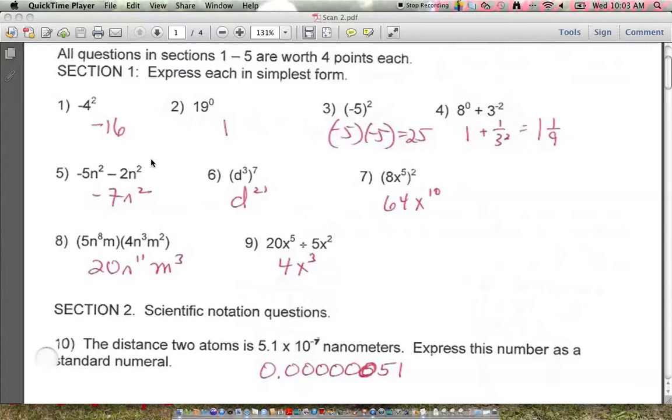Here's the thing. Number 5 to me is a benchmark question on this test. We have been over this so many times. Originally, some people would have written negative 10 n to the 4th. This is not a multiplication question. This is just combining like terms. Some people would write negative 7 n to the 4th. You're getting closer, but you're not there.